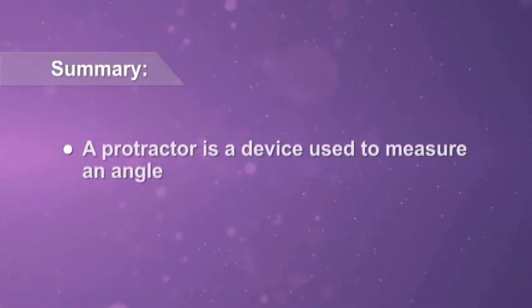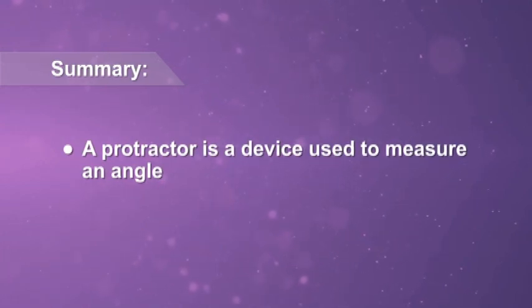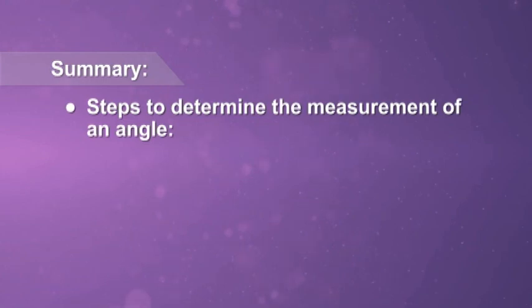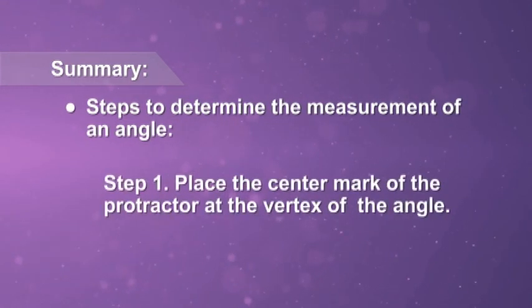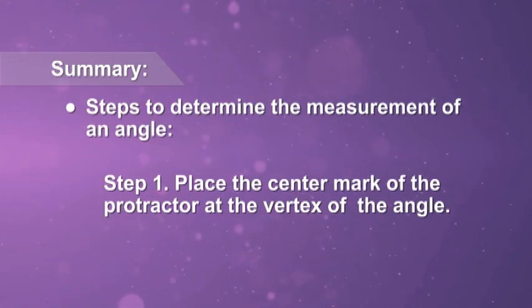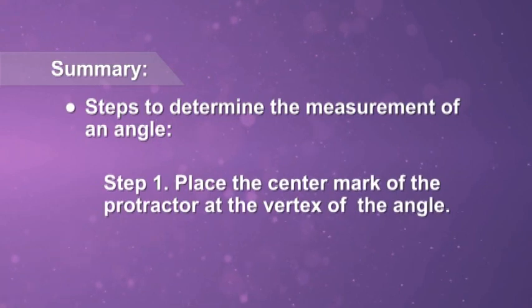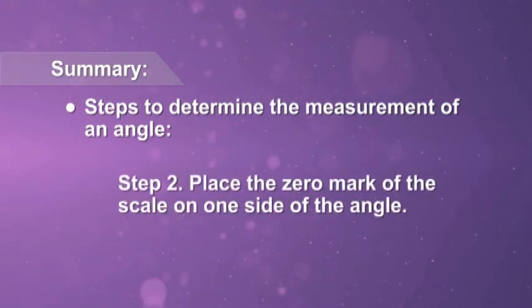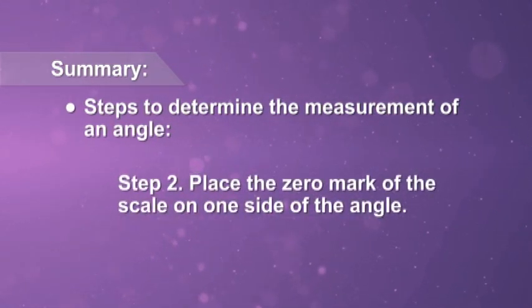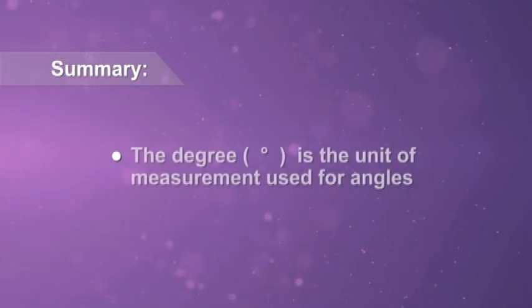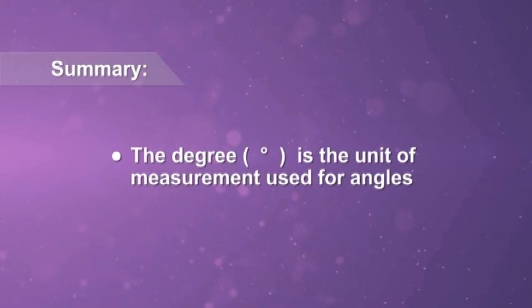A protractor is a device used to measure an angle. We follow the steps below to determine the measurement of an angle. Step 1. Place the center mark of the protractor at the vertex of the angle. Step 2. Place the 0 mark of the scale on one side of the angle. The degree is the unit of measurement used for angles.